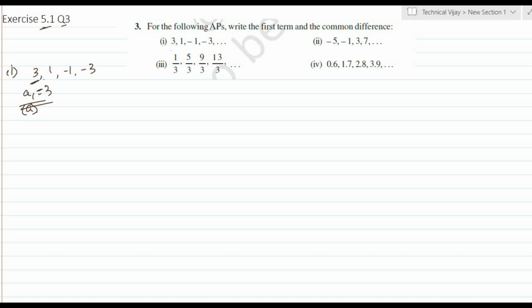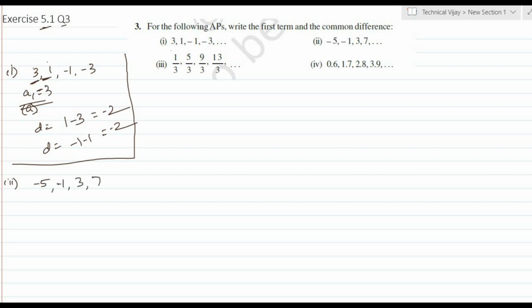And D can be calculated as the second term minus the first term. So D is equal to 1 minus 3, which is equal to minus 2. We can verify here, D is equal to the next term minus 1, which is equal to minus 2. Okay, this is the common difference. So this is the first one. So the second one, minus 5, minus 1, 3, 7. The first term A1 is equal to minus 5. Okay, D is equal to minus 1 minus of minus 5, here minus 1 plus 5, which is equal to 4.